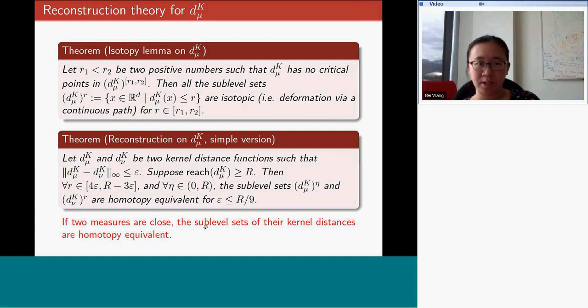What's coming from kernel distance are two reconstruction theorems associated with it. The first, the isotopy lemma on kernel distance, says that if there is an interval where the kernel distance has no critical points within the sublevel sets, those level sets are isotopic, meaning they can deform to one another along a continuous path. A simpler version is that if two measures defined with respect to kernel distance are close, then the level sets of kernel distance are homotopy equivalent. Formally, if two kernel distances are close in the infinity sense and with certain constraints on the reach of the function, then the level sets of the two kernel distances are homotopy equivalent.